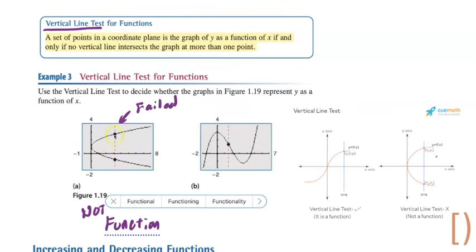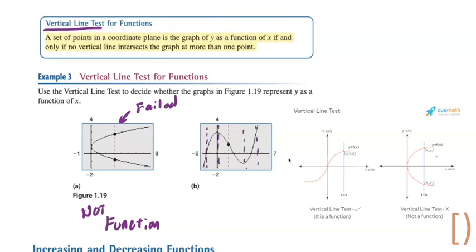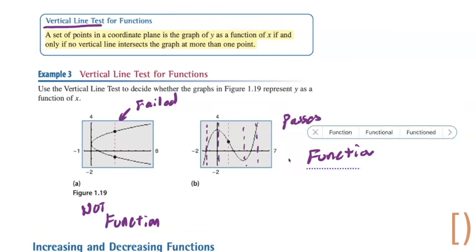You draw straight lines. If at any point you hit it more than once, that means you have two x's for the same y. That's not a function. The opposite here, no matter where I draw a straight line in this guy, vertical line, hence vertical line test, I'm only ever going to hit it once. So this passes. So this is a function. So that's a vertical line test.